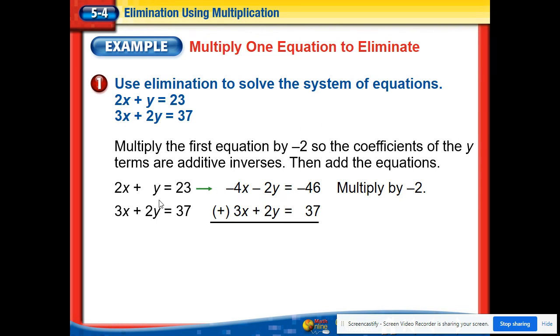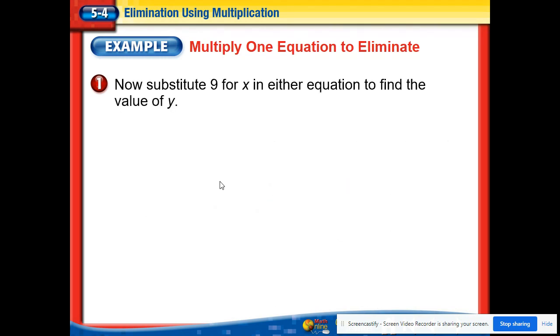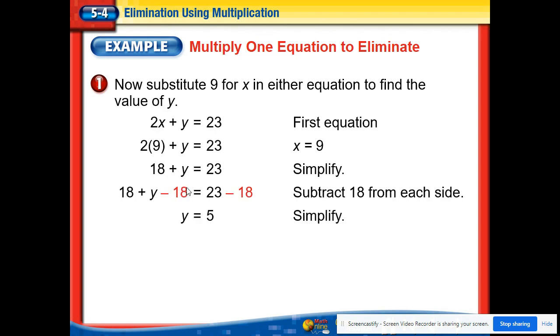So here, let's go back to the one that we're actually working on, though. Here's the negative 2. So we multiply by negative 2, and notice the y's are opposite. So now I can add down, and I get negative x equaling negative 9. Well, then divide by negative 1, and x equals 9. Again, we're going to plug it back in here. Either equation, I'm just going to take that first one. 2 times 9 is 18. 18 plus y equals 23. Subtract, and y equals 5. So we have 9 comma 5.